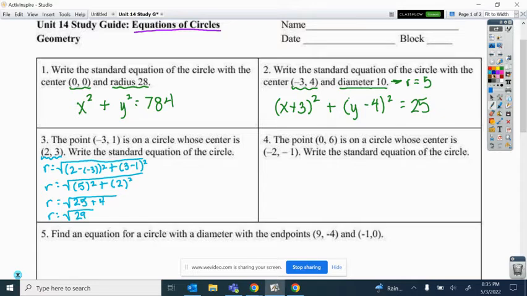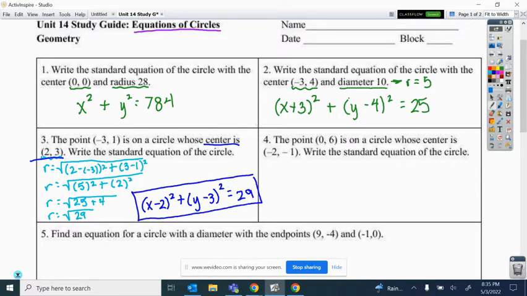Use this along with that center point so that we can write the equation. So you're now talking about x minus 2 quantity squared plus that y minus 3 quantity squared. And when I do my radius squared, that's the square root of 29 squared. The square root and the square are inverses, so they cancel each other out. We're left with that equal to 29.